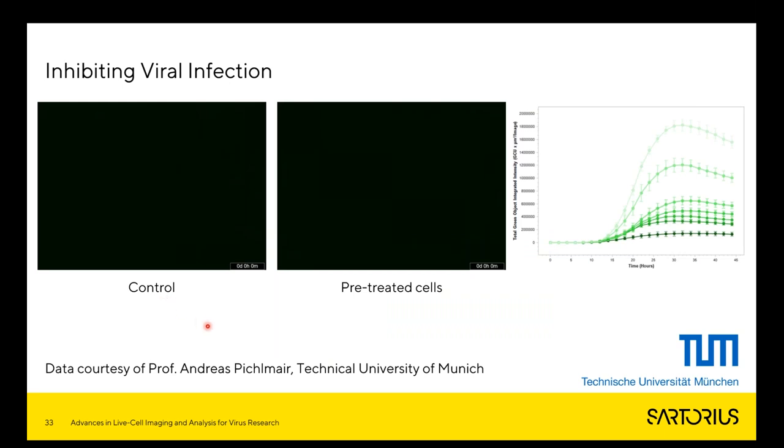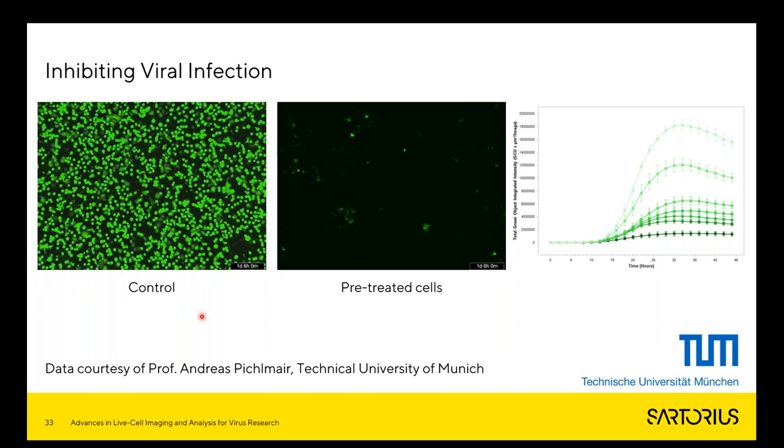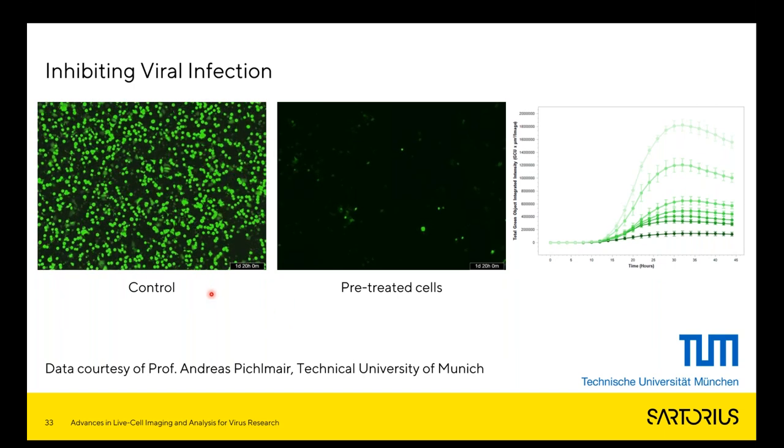One of the emerging trends in virus research is the identification of factors to inhibit viral infection. Researchers at the Technical University of Munich conducted a functional assay in which they pre-treated their host cells with a specific cytokine, and then used a GFP-tagged virus to infect the cells. What they saw in these two videos was that cells pre-treated with the specific cytokine were protected from being infected with this GFP-tagged virus. The graph on the right-hand side also shows the efficacy of inhibition using different viral titers.